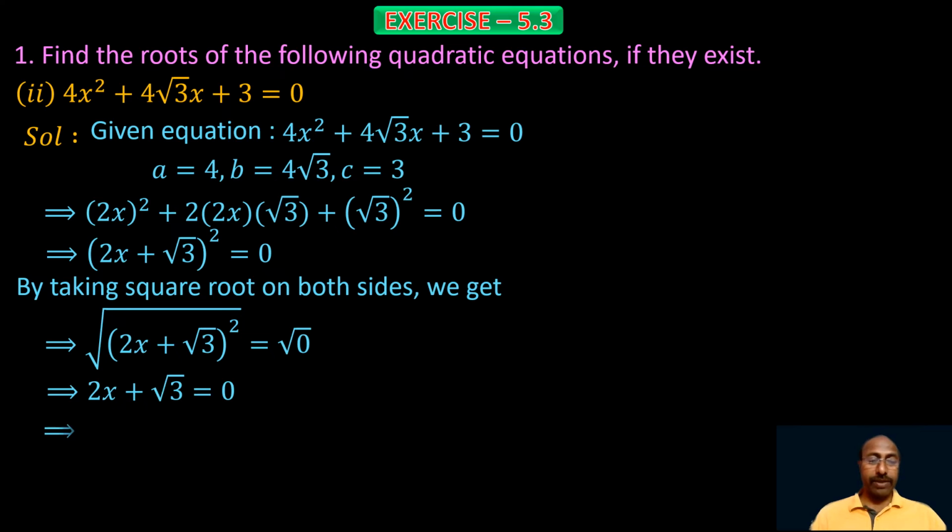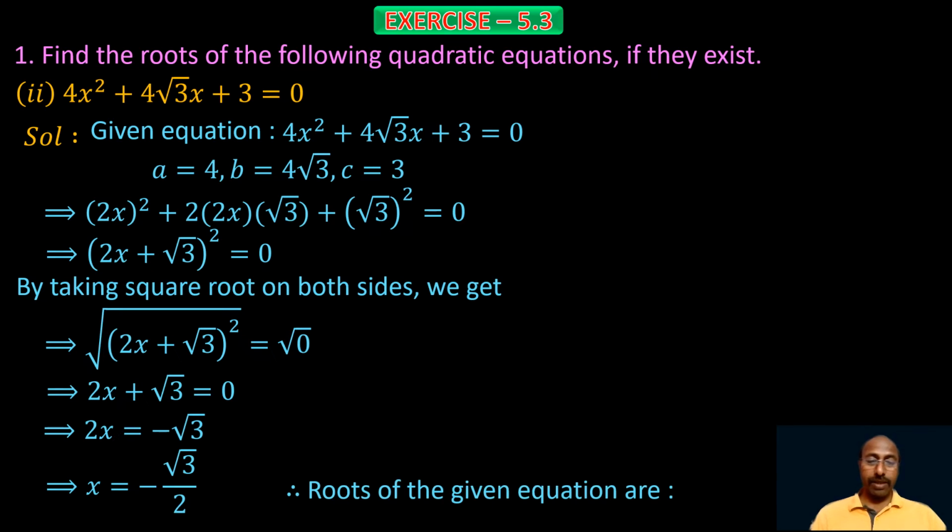And from this we can write 2x equal to minus root 3, and also x equal to minus root 3 by 2. So what is the other root? In this case we got only one root, and the second root will also be the same. So the roots of the given equation are minus root 3 by 2 and minus root 3 by 2.